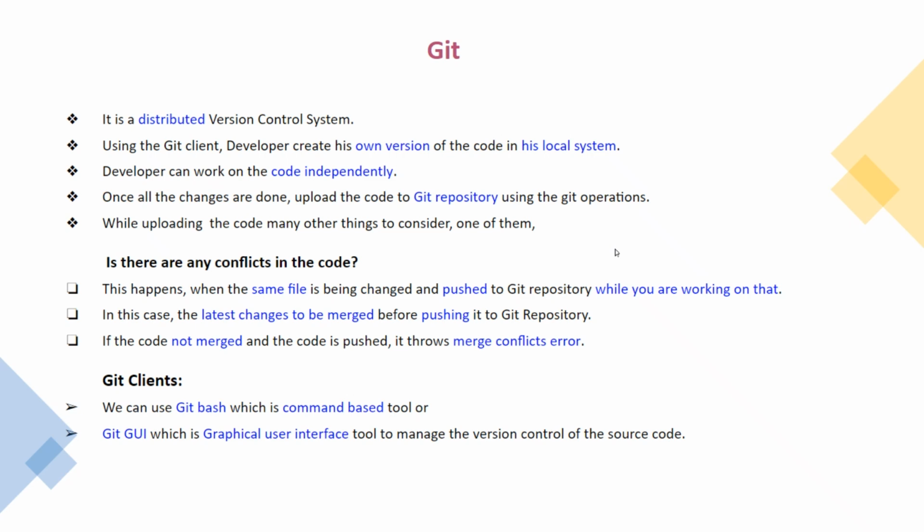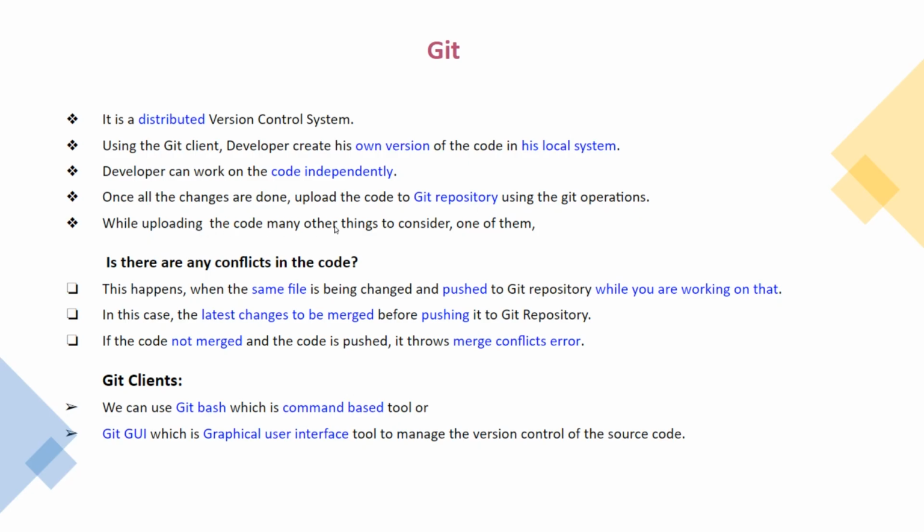Git. It is a distributed version control system. Using the Git client, a developer creates his own version of the code in his local system. The developer can work on the code independently. Once all the changes are done, upload the code to the Git repository using the Git operations.